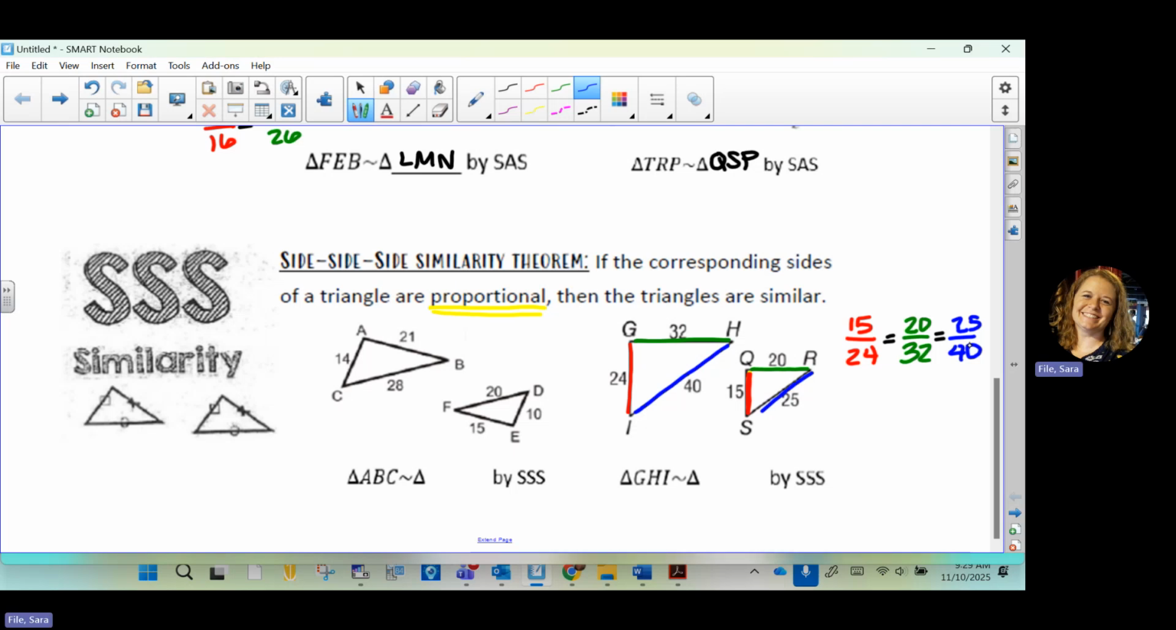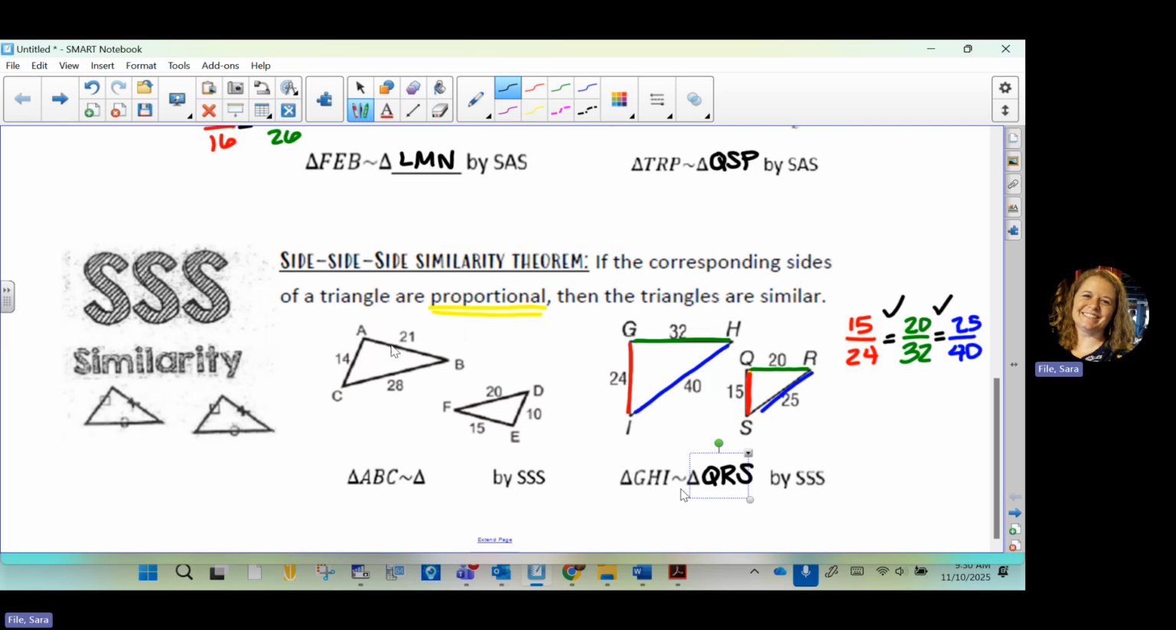So how would I name this? I know that these are all proportional. This is equal to this is equal to this. Yes, so they are proportional, but I need to name that triangle in the correct order. So we went G, H, I. So we went green, blue. So we've got to go green, blue. So Q, R, S. So those triangles are similar by side similarity theorem.